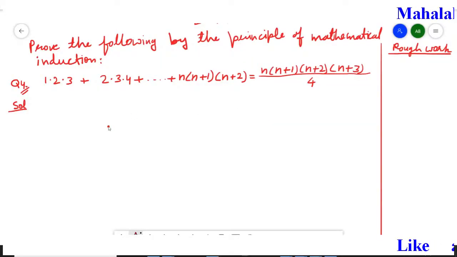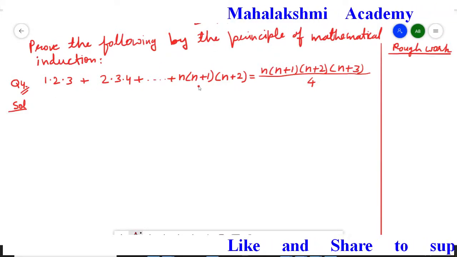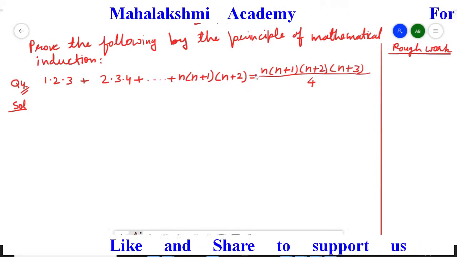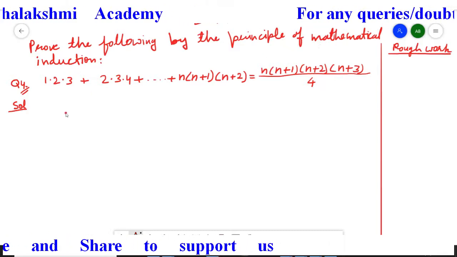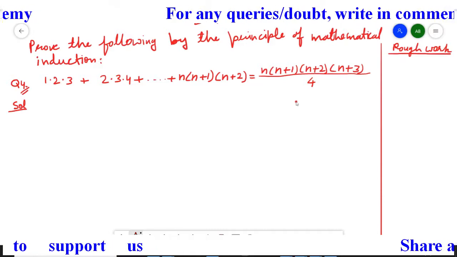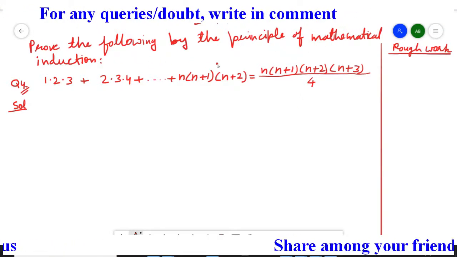Hello everyone, I am going to explain question number 4 from exercise 4.1, and this question belongs to 11th class maths. So we have to prove this mathematical statement with the help of the principle of mathematical induction. So it's a statement and we have to prove it. First of all, the principle of mathematical induction has 3 steps, students.